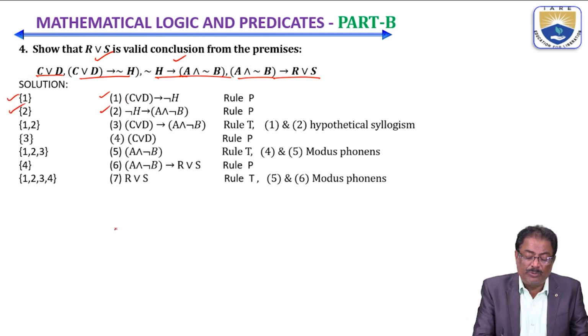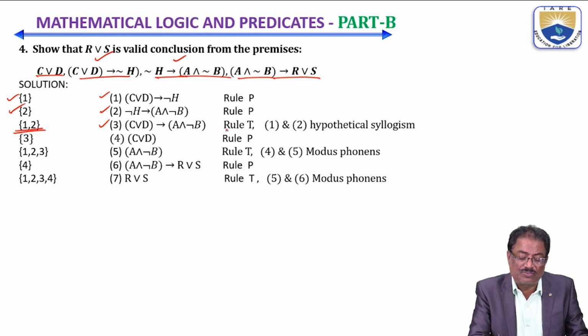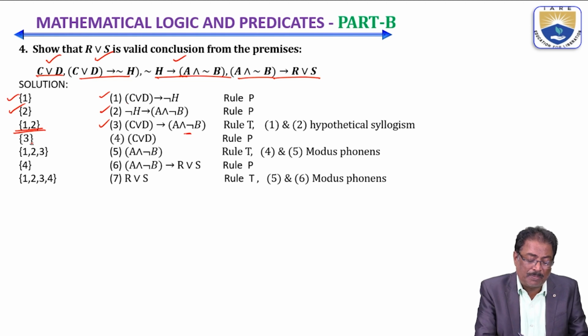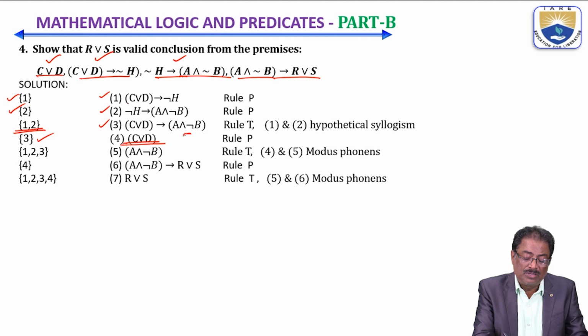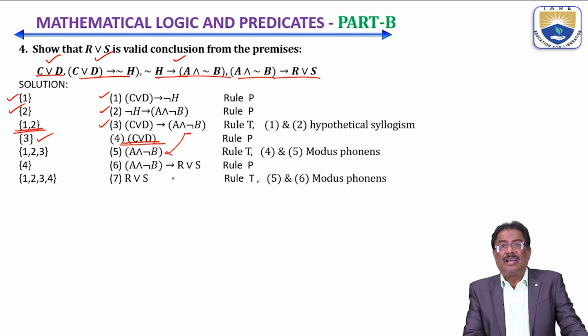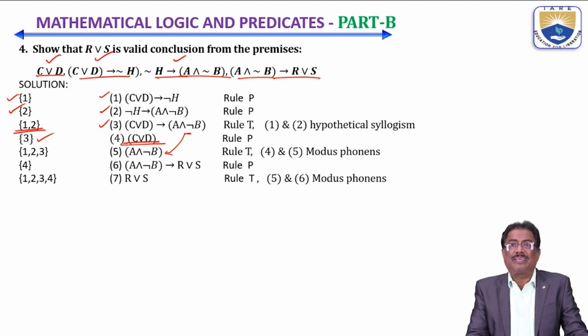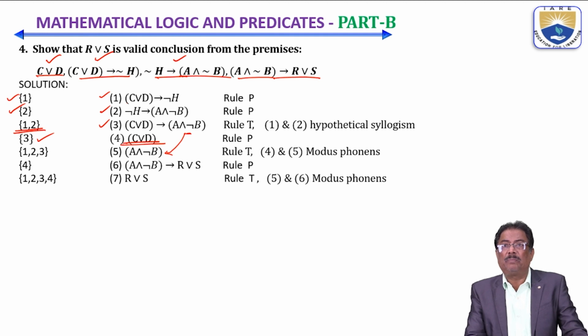So P to Q and Q to R, combining them we get P to R, using two premises and the rule of syllogism. And now we consider another premise, C to D. Next apply 3 and 4 and apply modus ponens. Then we have A and negation B. Then once again the remaining things we have to consider, A and negation B.